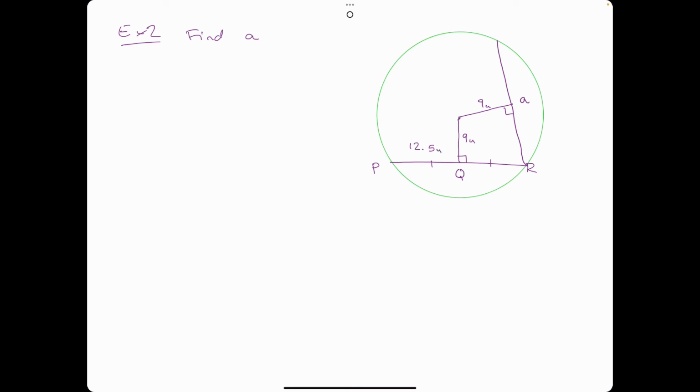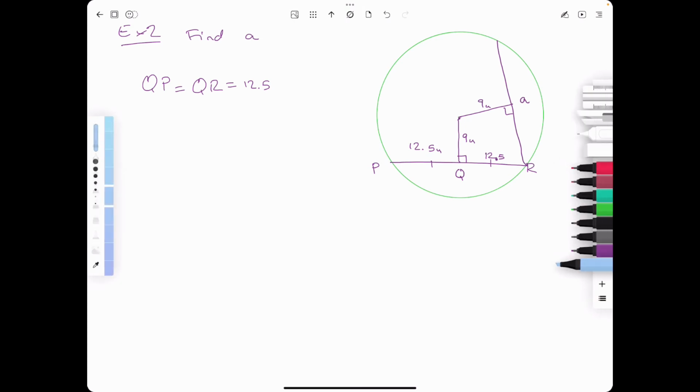Okay, what can I figure out? Well, because QP is congruent to QR, they both equal 12.5. Okay, so now what? We're trying to find the value of A. Isn't it just 12.5 plus 12.5?